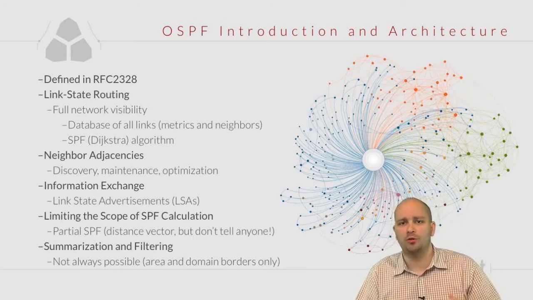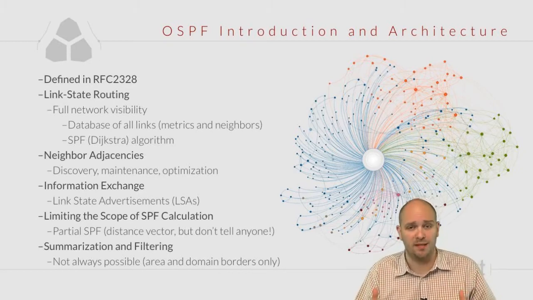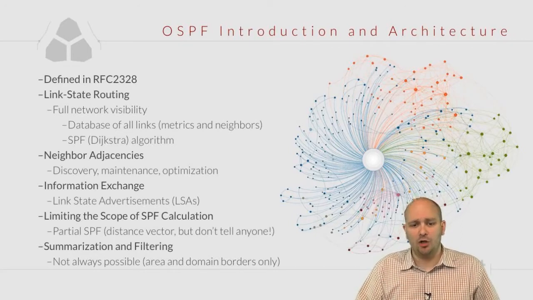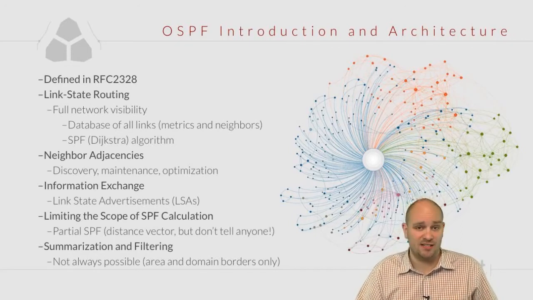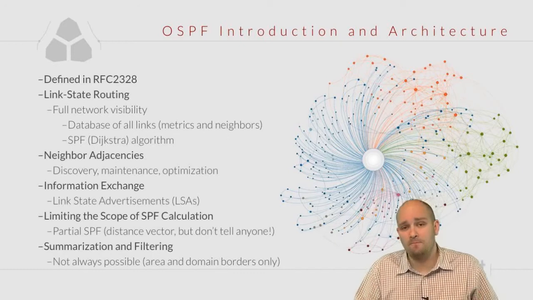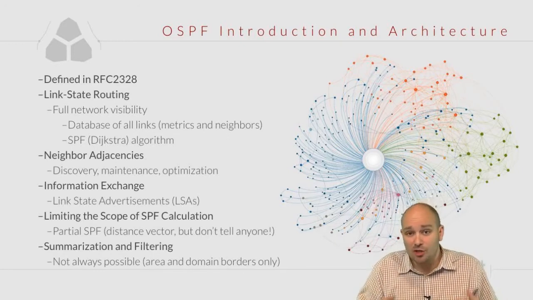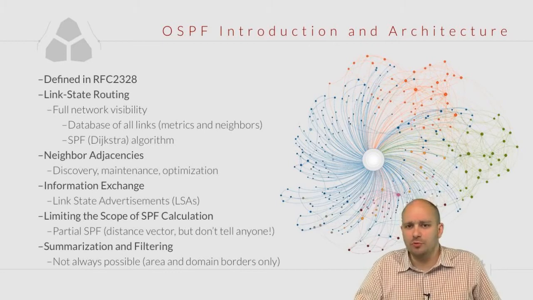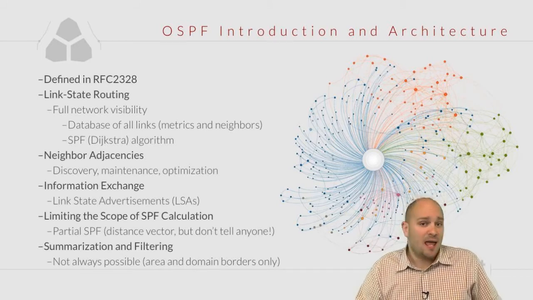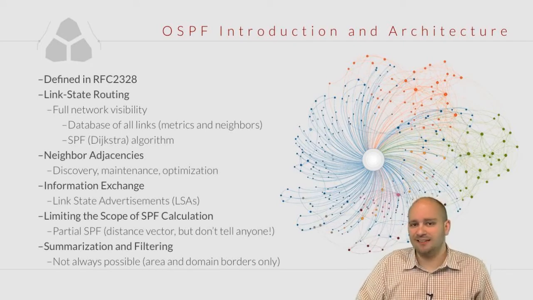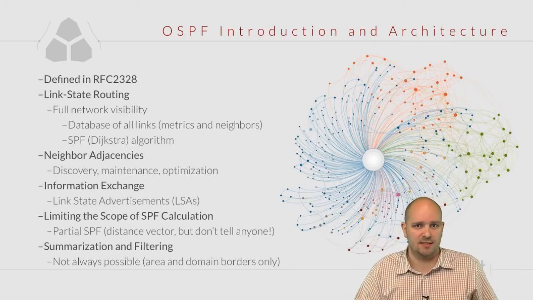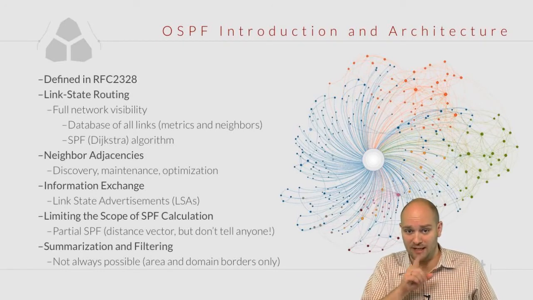Also, in some cases we want to limit the scope of the SPF calculations. We want to carve out our network into smaller, more manageable pieces, and this is where OSPF areas come into play. And when we are talking about the operations between these areas, this is where we talk about inter-area operations. OSPF is no longer really a shortest path first protocol. It's no longer a link state protocol. It resorts to something very similar to distance vector behavior. OSPF in RFC 2328 doesn't call this distance vector, they call it partial SPF, but it's really just distance vector behavior. But as the slide says, don't tell anyone that.